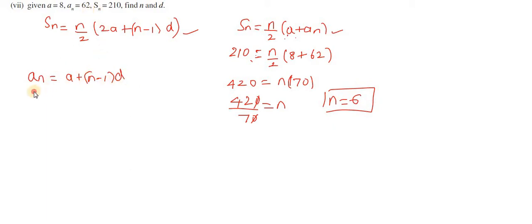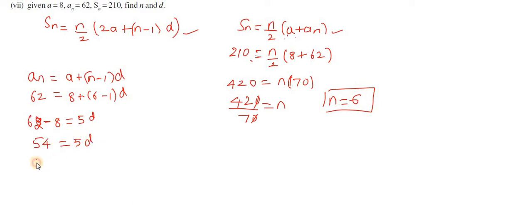What is an? An is nothing but 62, which is equal to the a value, which is 8, plus the n value we just found, that is 6, minus 1, into d, which we don't know. So now 62 minus 8 is equal to 6 minus 1, which is 5, so it is 5d. What is 62 minus 8? It is nothing but 54. So 54 is equal to 5d.